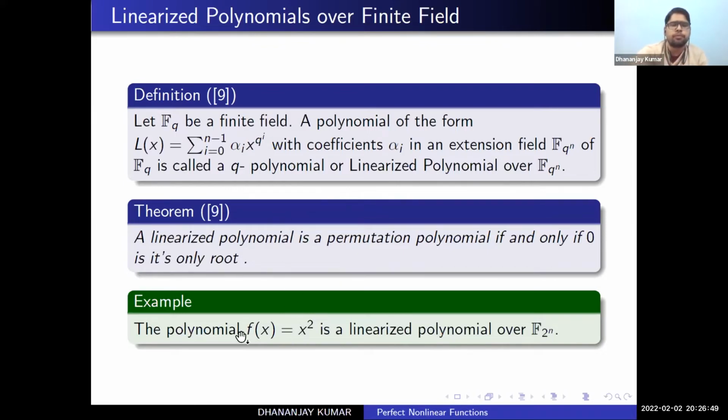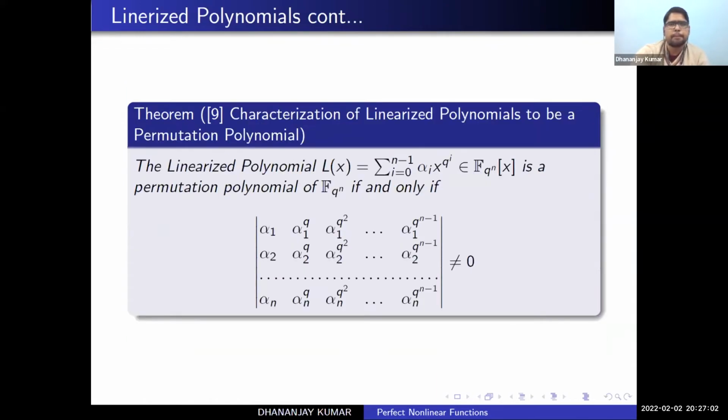And here we can see that the polynomial f(x) equal to x squared is actually a linearized polynomial over a field of characteristic 2. And a criterion to determine whether a given linearized polynomial is a permutation polynomial is that this determinant is non-zero, where the entries of the determinant are the coefficients of this polynomial.